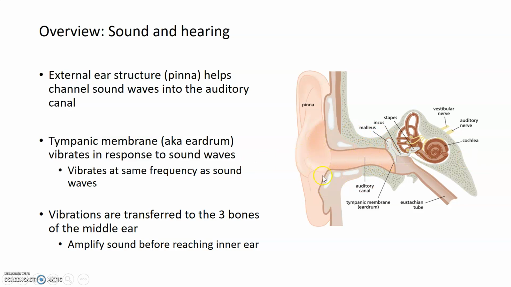And what the tympanic membrane actually vibrates onto are three small bones in what's considered the middle ear, which you can see right here. The malleus, the incus, and the stapes, right? There are three little bones that vibrate in response to tympanic membrane vibration. And the function of these three bones really is to amplify sound even more before it reaches the inner ear itself.